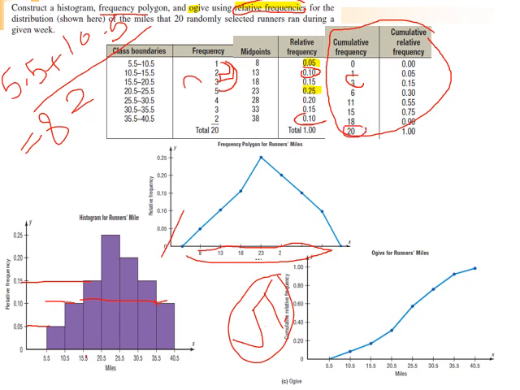But the requirement is that we use the relative frequency. So you should get the cumulative relative frequency by dividing 1 over 20, equal to 0.05, 3 over 20, 0.15, 6 over 20 equal to 0.3, and so on. Take care from this, please.